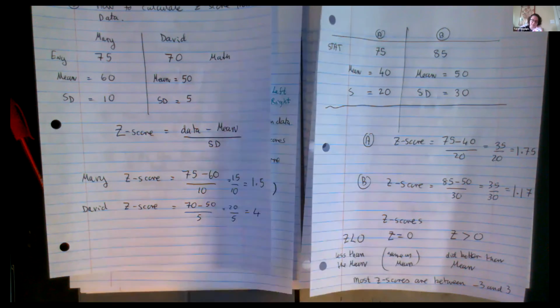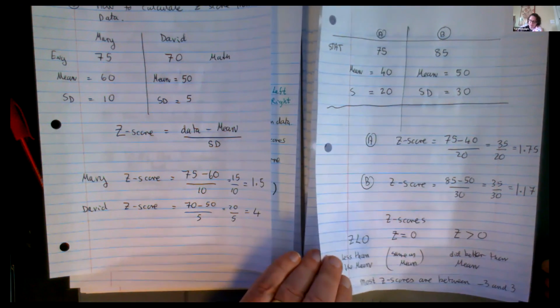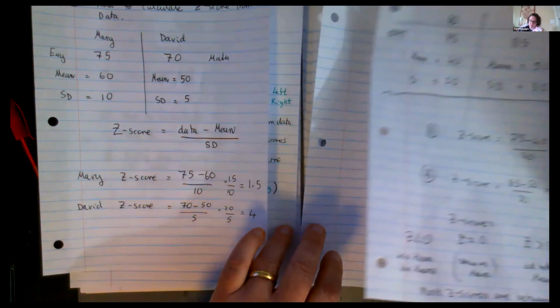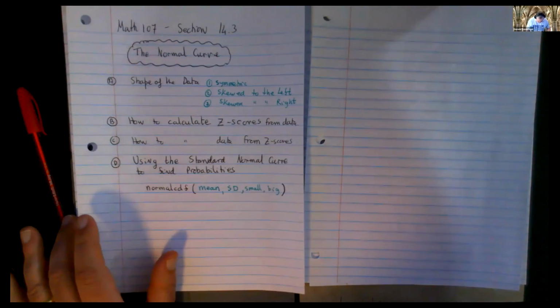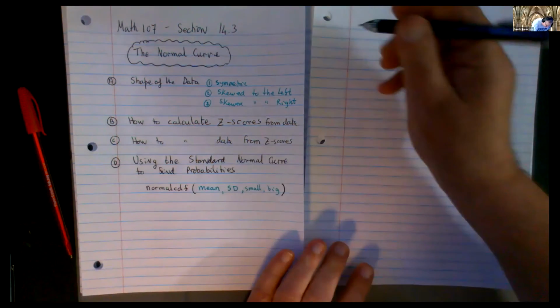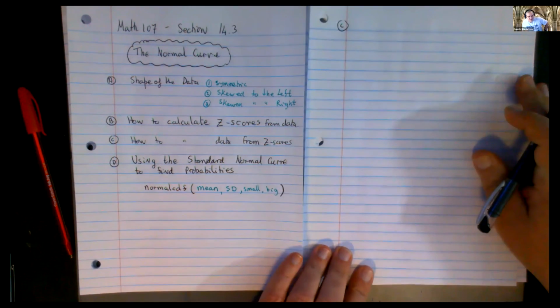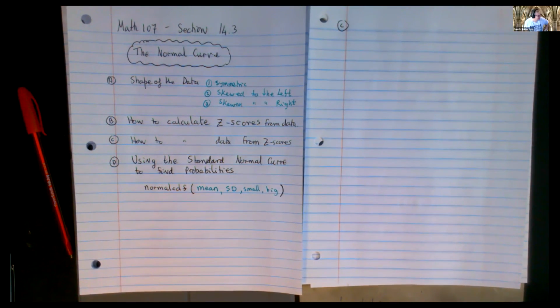Could you do an example of the homework? Because when they do the homework question, they don't actually ask for the z-score. They give you the z-score and they want you to find the data. Yeah, we have that to do. Well, actually, yeah, you're right, they do. Which brings us to C. How to calculate data from the z-score, right?